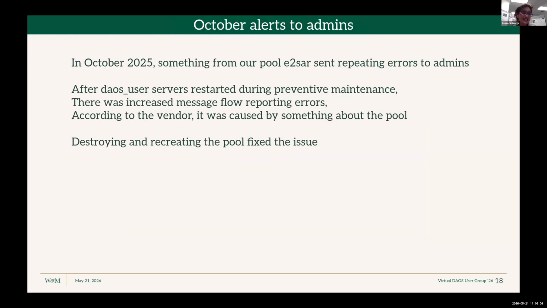And then another thing that we don't really see anything on our end, but in October, there was something about our pool that caused increased message flow reporting alerts, and that, at that point, was just fixed by destroying the pool and recreating it. And that was only on the admin side. But that's all I have for a brief summary of what we were doing.